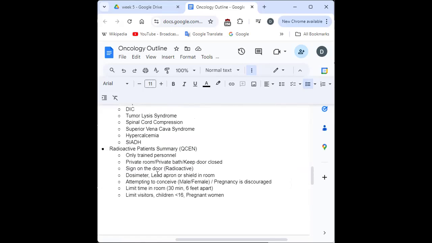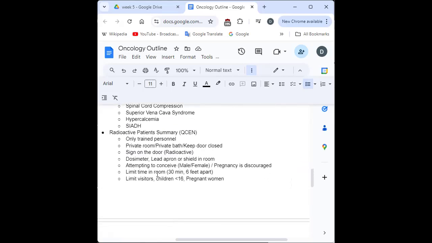So the education for the patients and also for you is that radioactive patients will only be with trained personnel. They're going to have their own private room and private bath. We're going to keep the door closed, similar to the neutropenic precautions. There's going to be a sign on the door. We're going to come with a dosimeter that shows the level of radiation in the room. We're going to have a lead apron and shield to protect ourselves. And you're going to make sure not to turn your back.